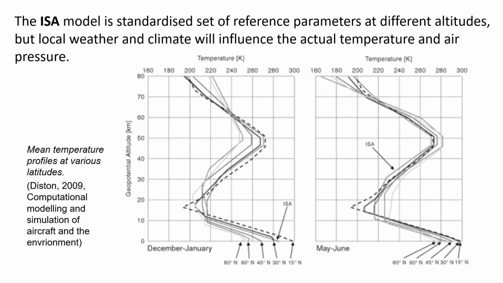The ISA model is a standardized set of reference parameters at different altitudes, but local weather and climate will influence the actual temperature and air pressure. Here are two diagrams. One is for the winter months from December to January, and the other is for the summer months, May to June. We can see how the temperature changes. In the winter months, the left figure, most of the temperature is lower than the standard ISA model, and in the summer months it fluctuates around it. So this is a difference, and we can see it at different latitudes, right? The temperature profile varies from the standard in the ISA model.